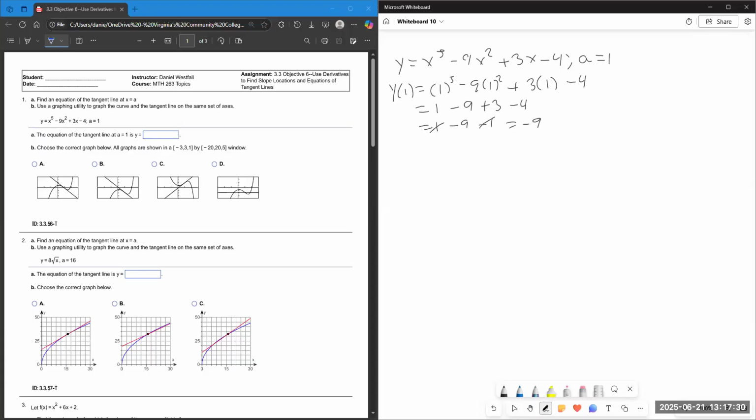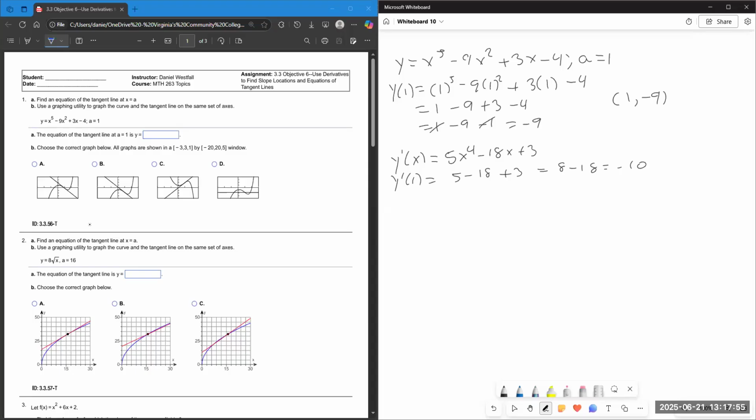That's -9 for the y value. So we have the point (1, -9). We'll also need y prime, which is 5x to the fourth minus 18x plus 3. So y prime at 1 is going to be 5 minus 18 plus 3. So 8 minus 18 is -10.